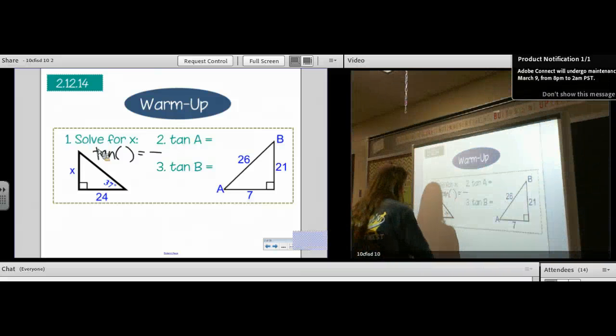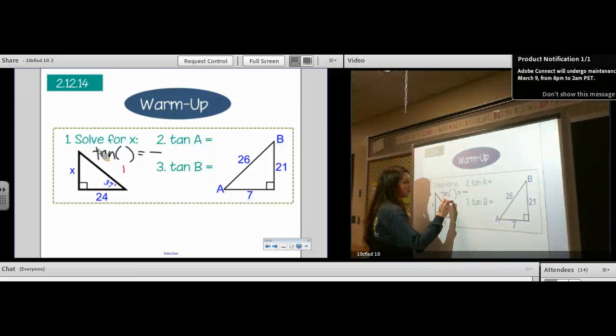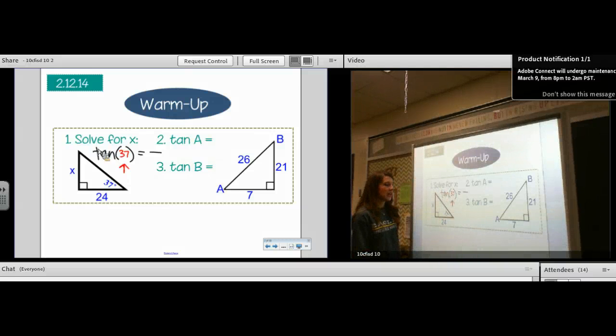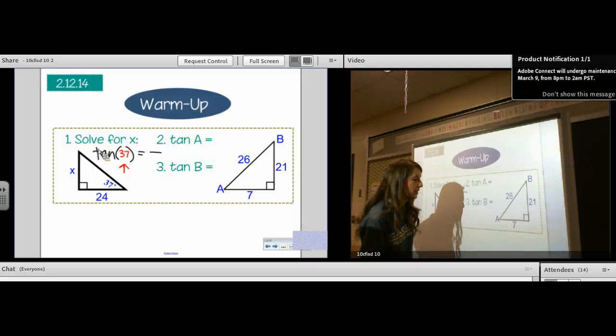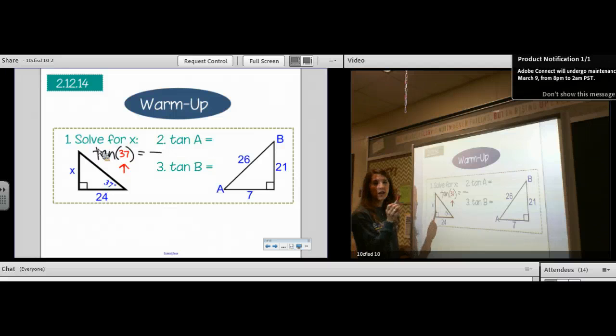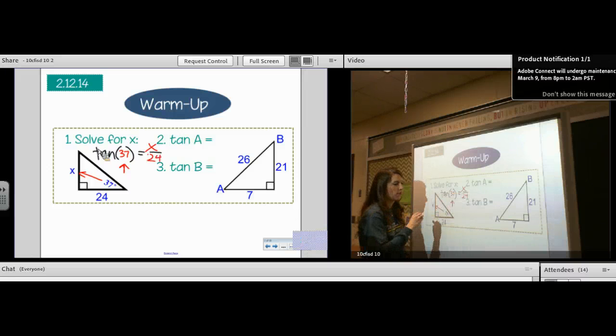So we know that the only thing ever allowed in the parentheses is the angle. And then we learned yesterday that the ratio is opposite over adjacent. So it's opposite, which is x, over the adjacent side, which is 24.